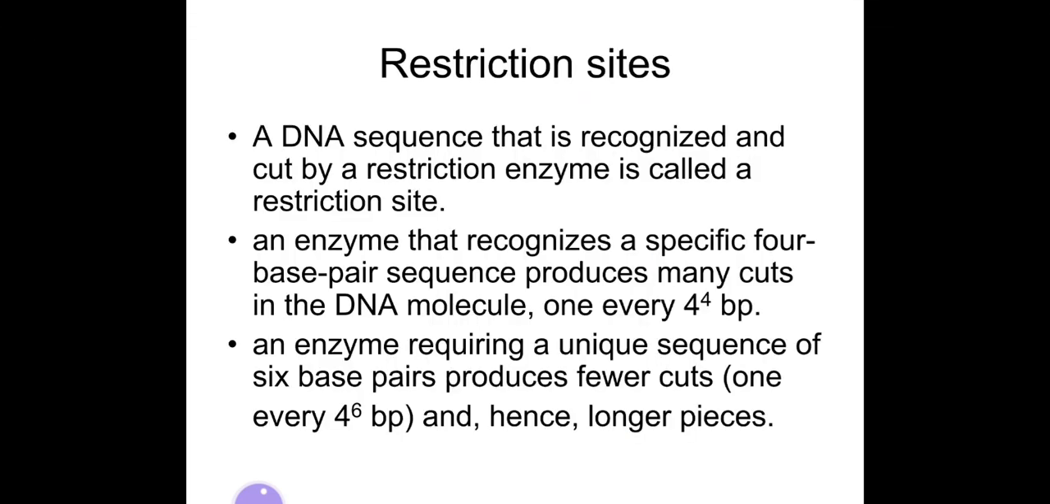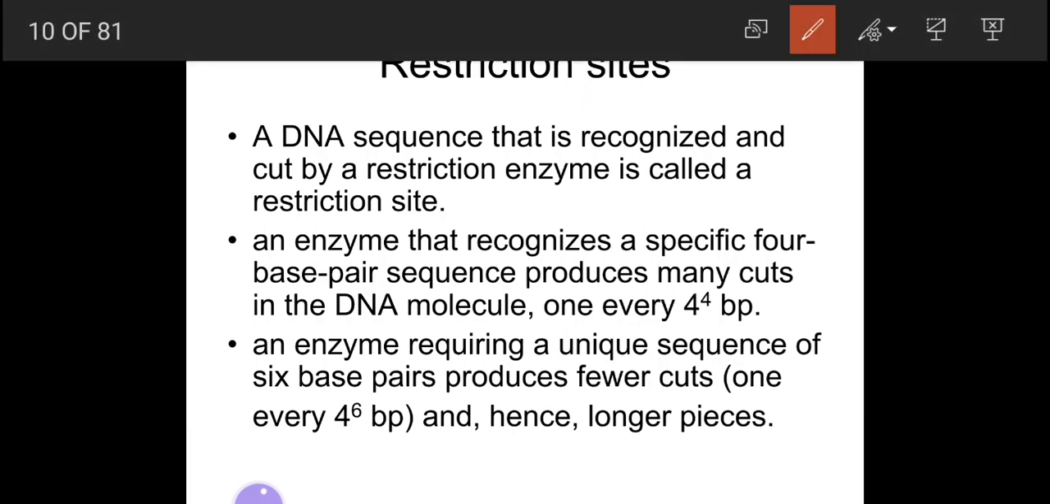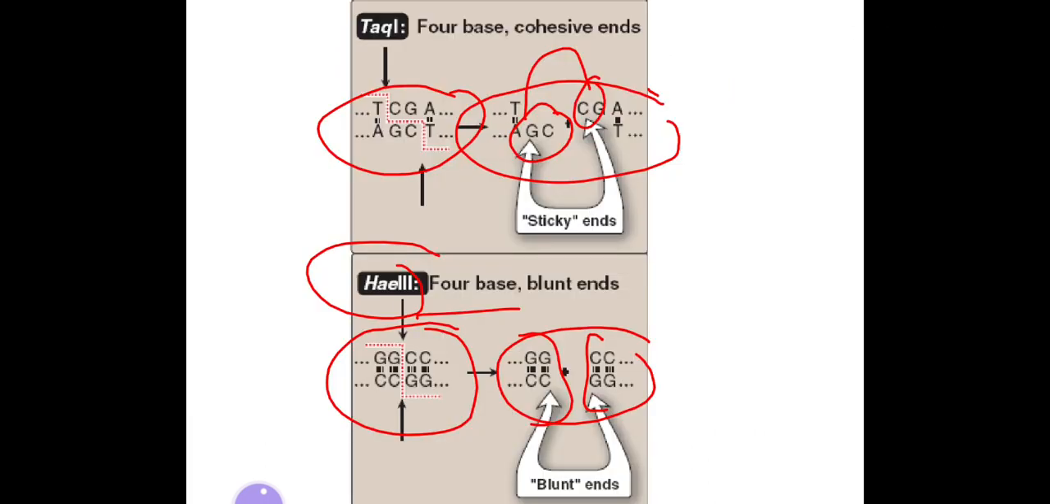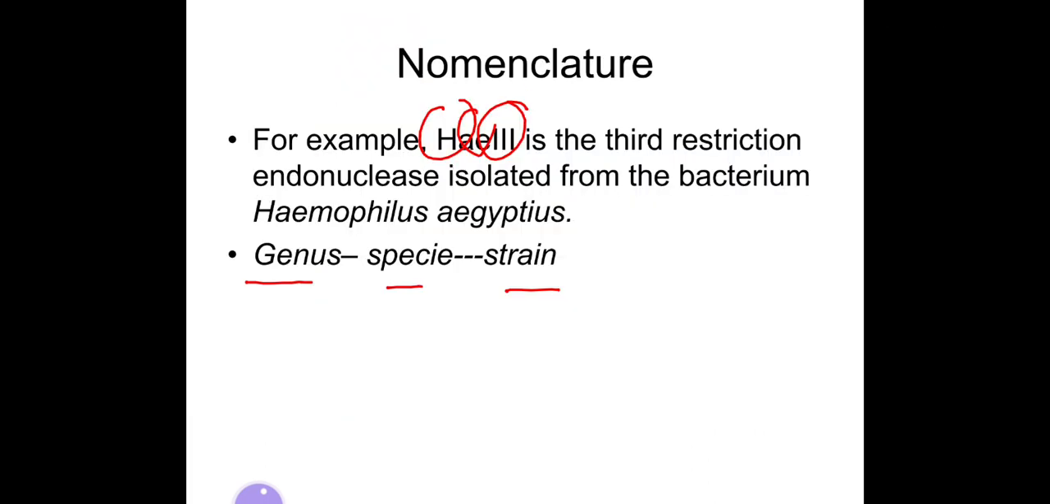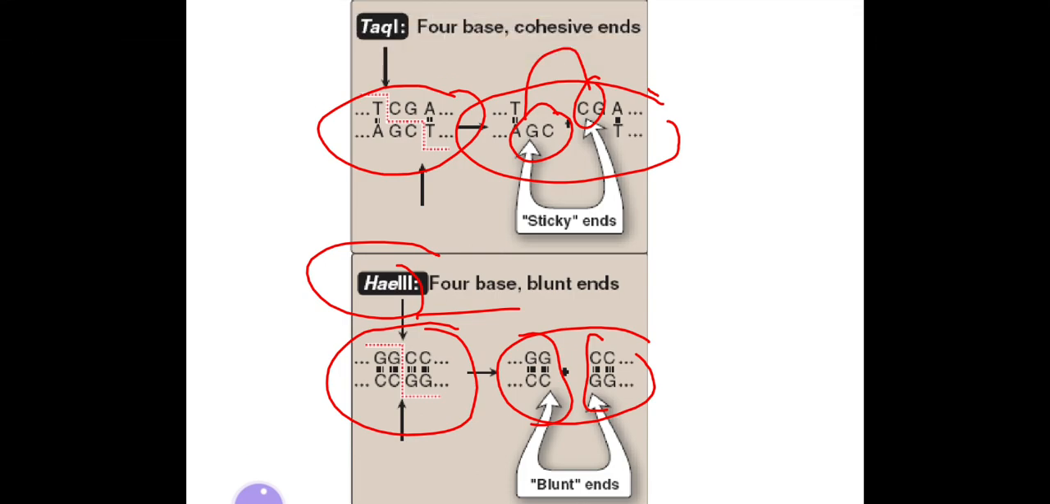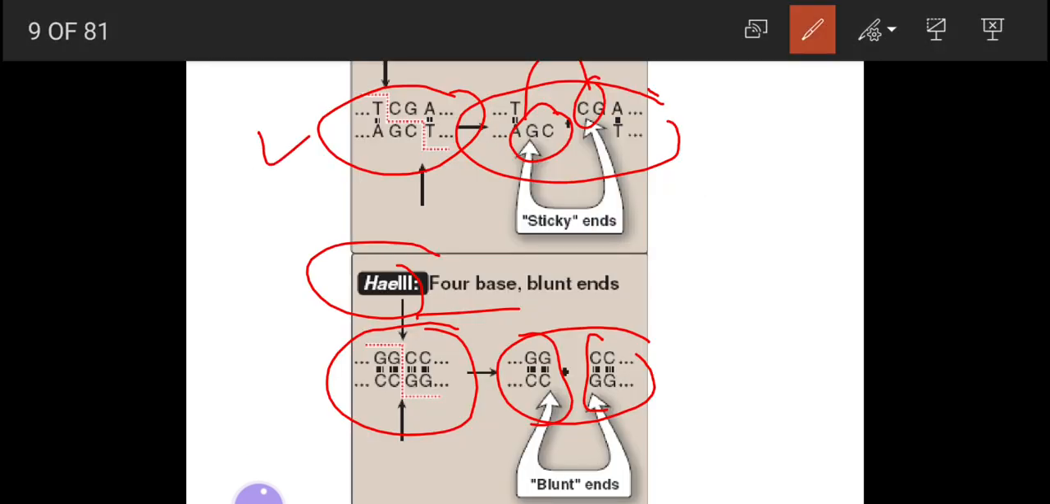A DNA sequence that is recognized and cut by a restriction enzyme is called a restriction site. So these are the restriction sites. These two are the restriction sites. This is the restriction site for TaqI, and this is the restriction site for HaeIII.